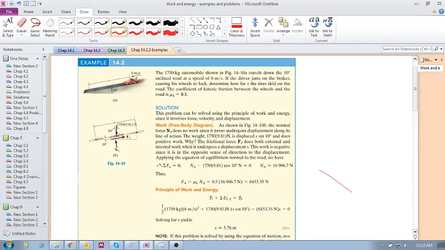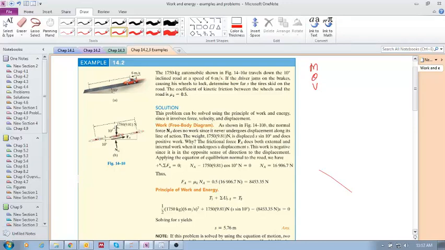Okay, let's start with example 14.2 just to get warmed up. Here we have a 1750 kilogram car going down the incline. It's going down a 10-degree inclined road at a speed of 6 meters per second. So there's mass information, angle information, and velocity information.